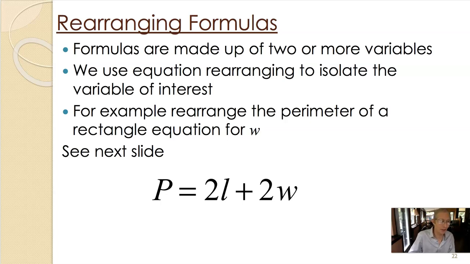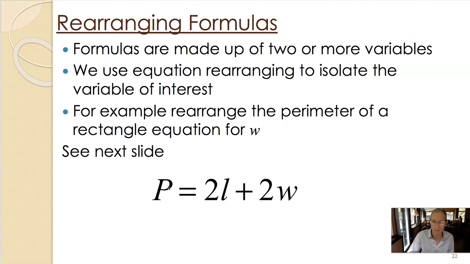So the last thing we're going to look at is rearranging formulas. Now we're going to use the same properties and the same techniques we looked at for solving single variable equations. What we're doing now is working with formulas that have two or more variables in them. And a common one, and one we all know, is the perimeter of a rectangle.